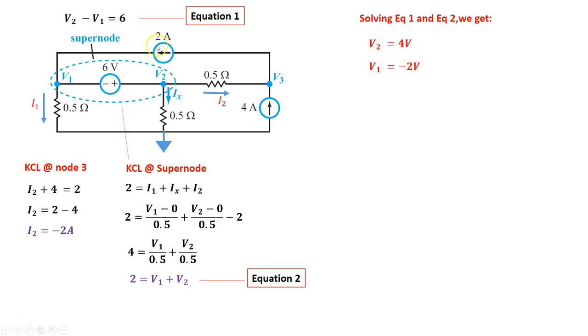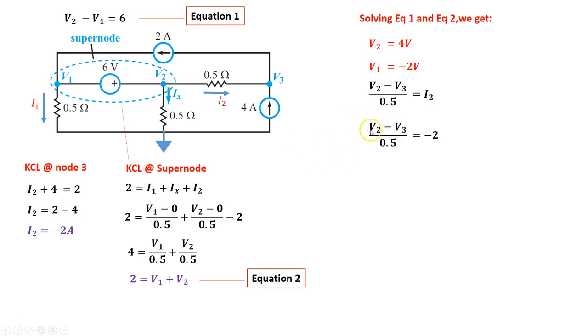Now V3, right? So this I2 right here, which we calculated before, has current direction moving this way. So (V2 minus V3) divided by 0.5 is equal to I2. So let's write that down. (V2 minus V3) divided by 0.5 equals I2. Now I2 is negative 2, so let's substitute that.